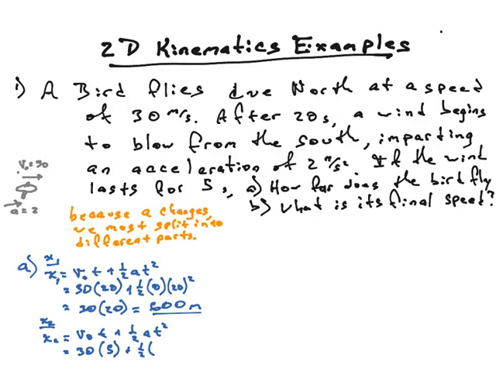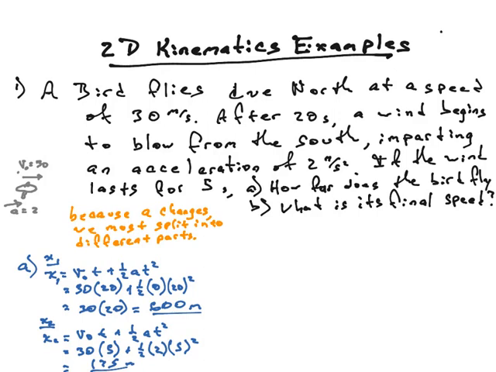Again, the wind is coming from the south, pushing towards the north. The bird is flying to the north. They're in the same direction, so this is positive. So positive 2. And again, the time is 5. So this I want to plug into my calculator, and I get 150 plus 25 is 175 meters.